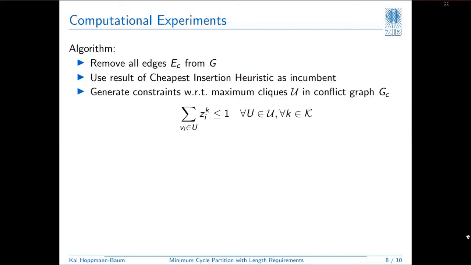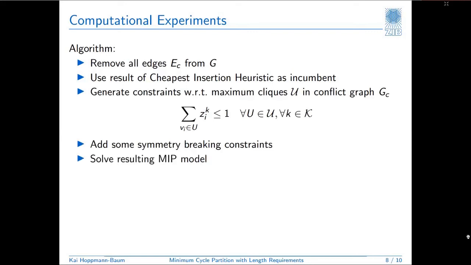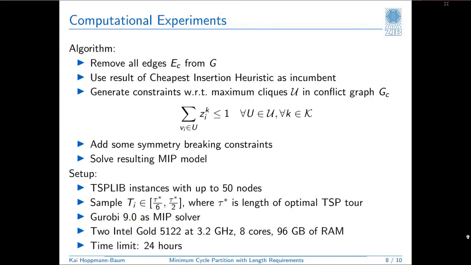We generate the constraints with respect to maximum cliques, and we determine all of these maximum cliques in the conflict graph, and we introduce the corresponding constraints. We add some symmetry breaking constraints so that only one permutation for each solution is feasible, and then we solve the resulting model. And here is our setup.